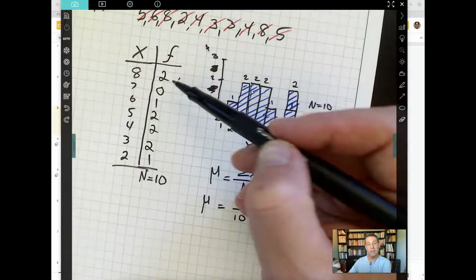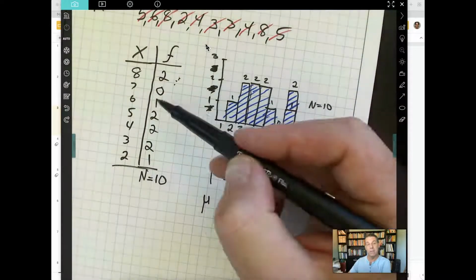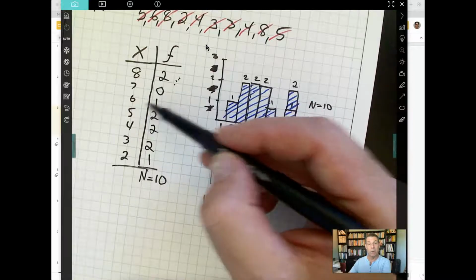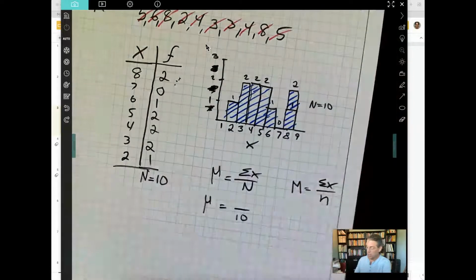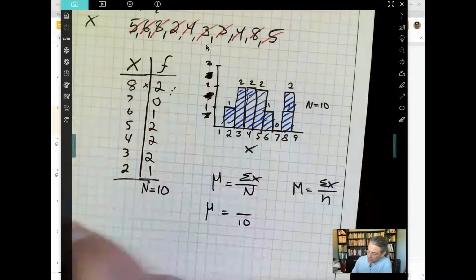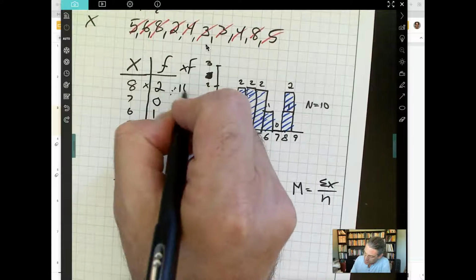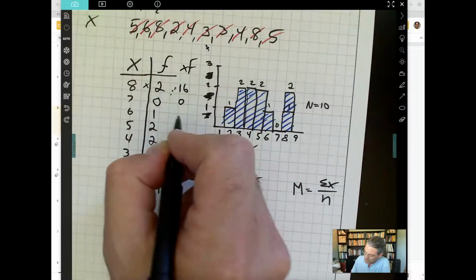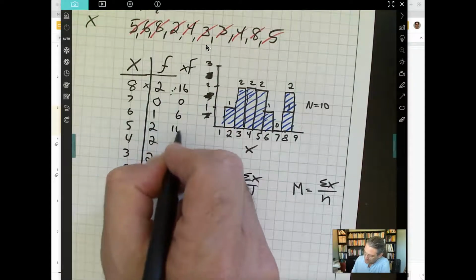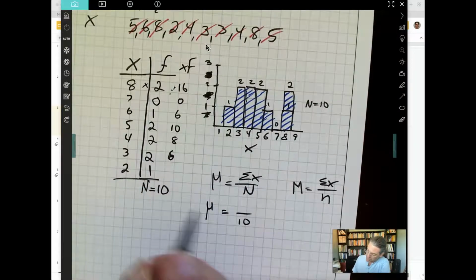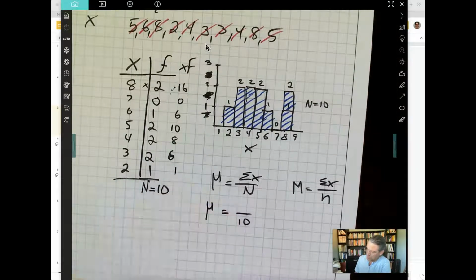We have 2 8s. That's what that frequency tells us. We don't even have a 7. We have 0 7s. We have 1 6, but we have 2 5s and so on. So the strategy here is you multiply across. You create an x times f column. 8 times 2 is 16. 7 times 0 is 0. 6 times 1 is 6. 5 times 2 is 10. 4 times 2 is 8. 3 times 2 is 6, and 2 times 1 is 2.